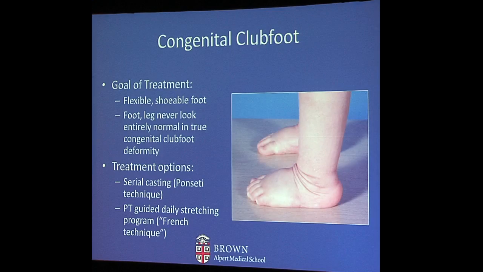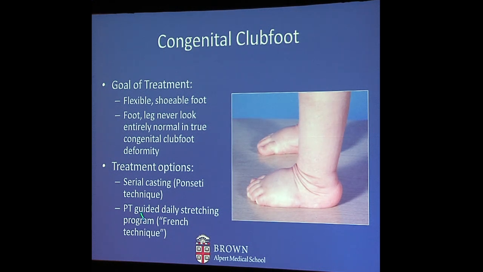So what is our goal for treating club feet? Well, we want a flexible, shoeable foot. And I think the trend has switched from surgery to try to put every bone in the right place and all the angles to be perfectly correct, to casting, where that may not be exactly true, but the foot works great, looks great, is flexible, and we don't have the stiffness from surgery. So treatment options are Ponseti casting, which we do most in this country.